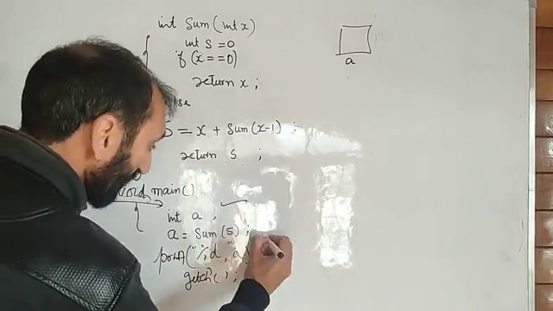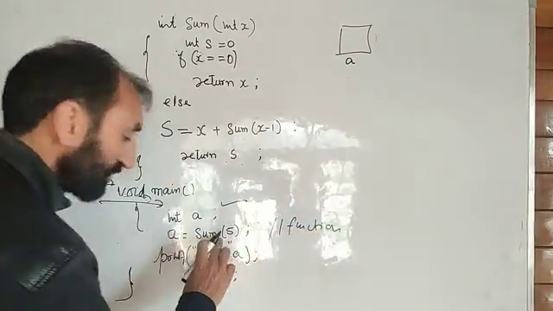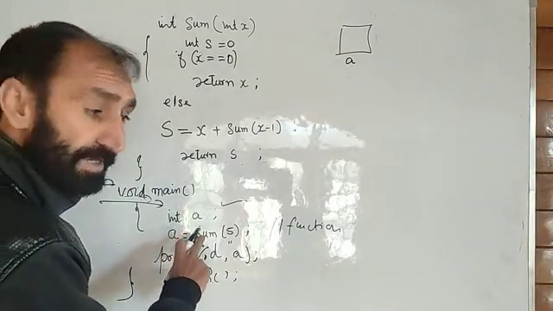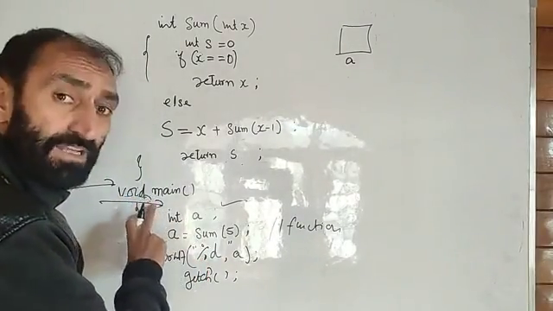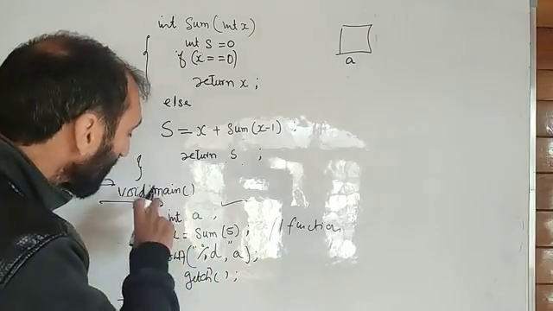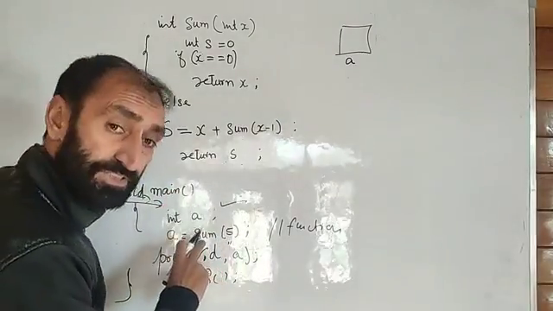What is this? It is a function call. Here a function is going to be called. Which function is going to be called? The sum function. Here, main is the calling function and sum is the called function. Main makes a function call to sum.